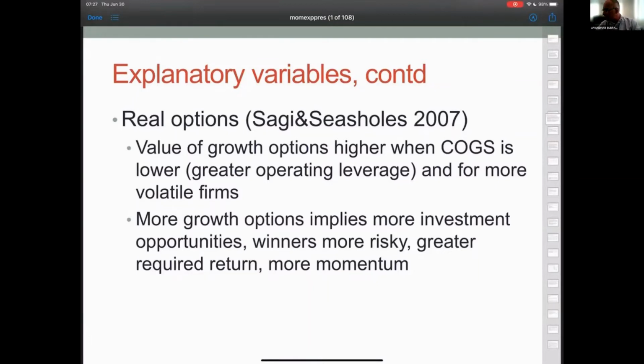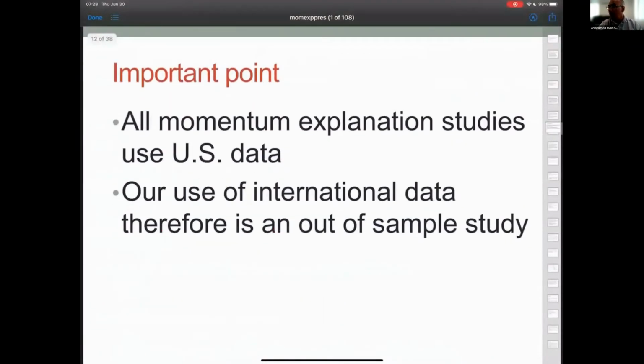I'm going through these explanations really quickly because these are not what we invented. They were invented by the original authors. Okay, then that's the logic. Okay, so now the issue is that all these momentum explanation studies that I just mentioned were done using US data. And so what we're going to do is to use international data. It's an out-of-sample study. So these explanations are going to be tested on data that essentially is out of sample.